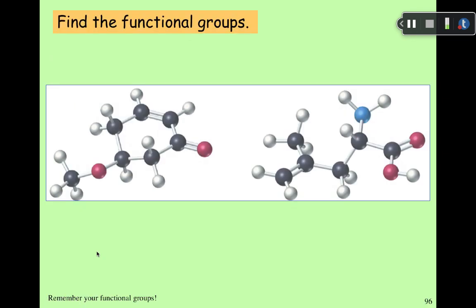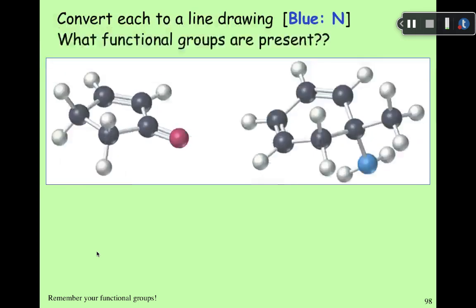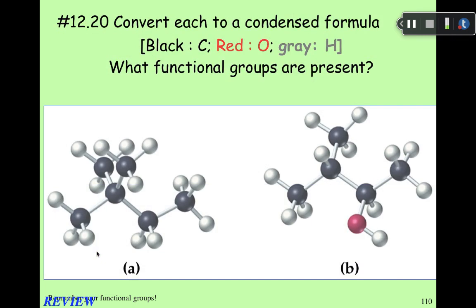Oh, let's see. How about something that we haven't seen? That one we have seen. Do another one. I keep forgetting when things have been duplicated. How about let's do this one. Let's do a condensed formula for these things and identify the functional groups present.